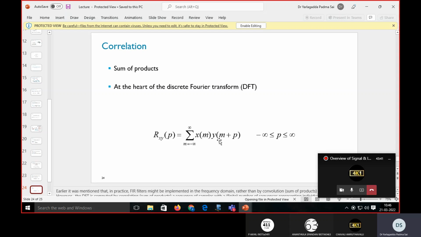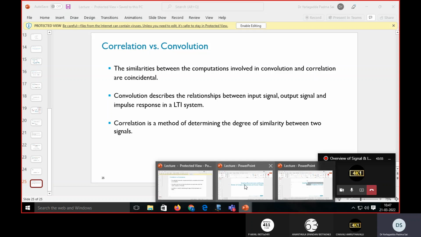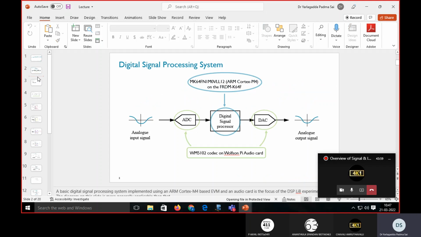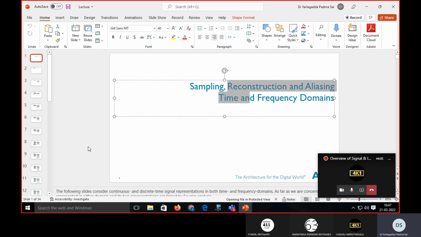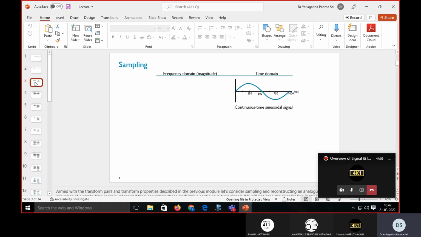Now, coming to DFT, I will explain DFT a little bit later. Now coming to the next PPT, sampling. I will quickly go through this process, as you already know. Now we'll go to sampling quickly.